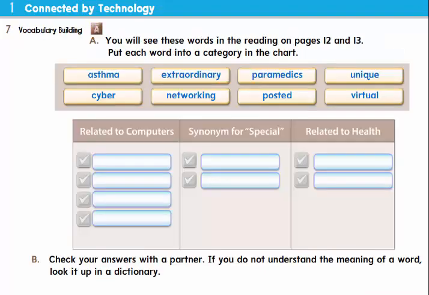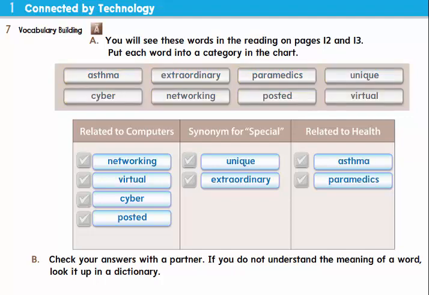Vocabulary building. You will see these words in the reading on pages 12 and 13. Put each word into a category in the chart. Asthma, cyber, extraordinary, networking, paramedics, posted, unique, virtual. In the first column, related to computers. Synonym for special. Related to health. Okay? Go on and we'll see your answers.